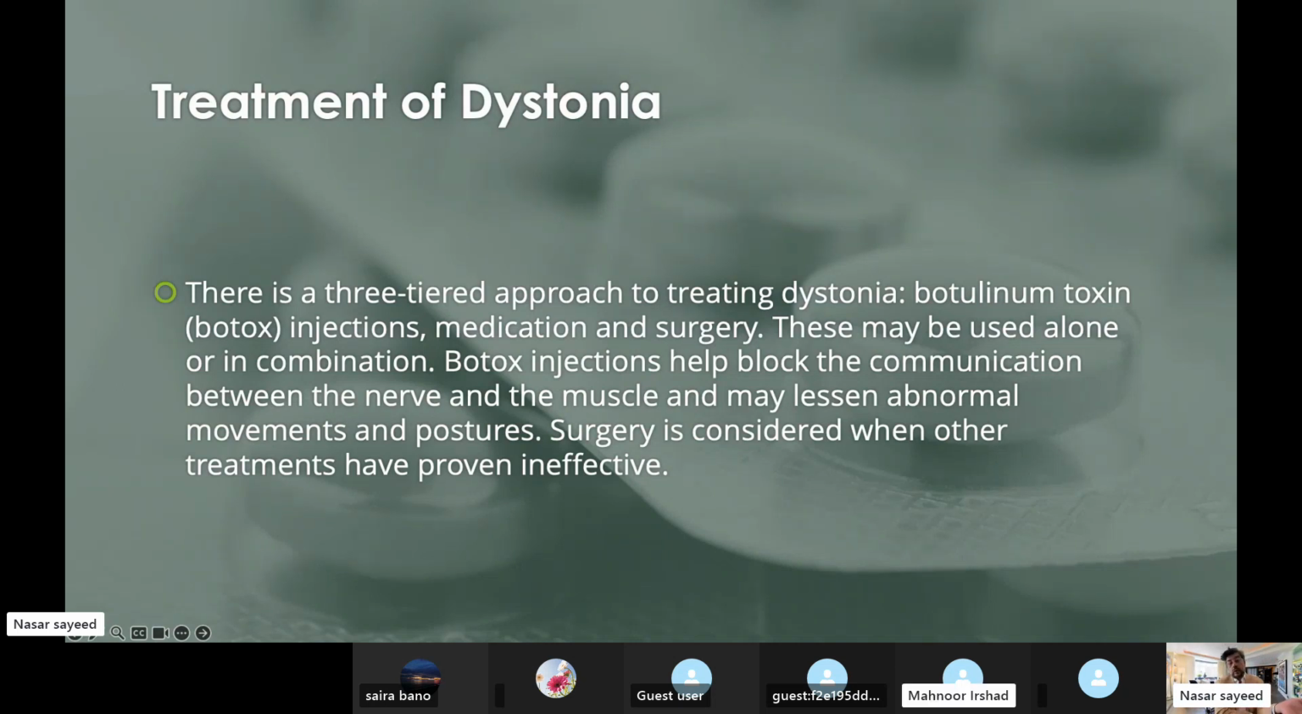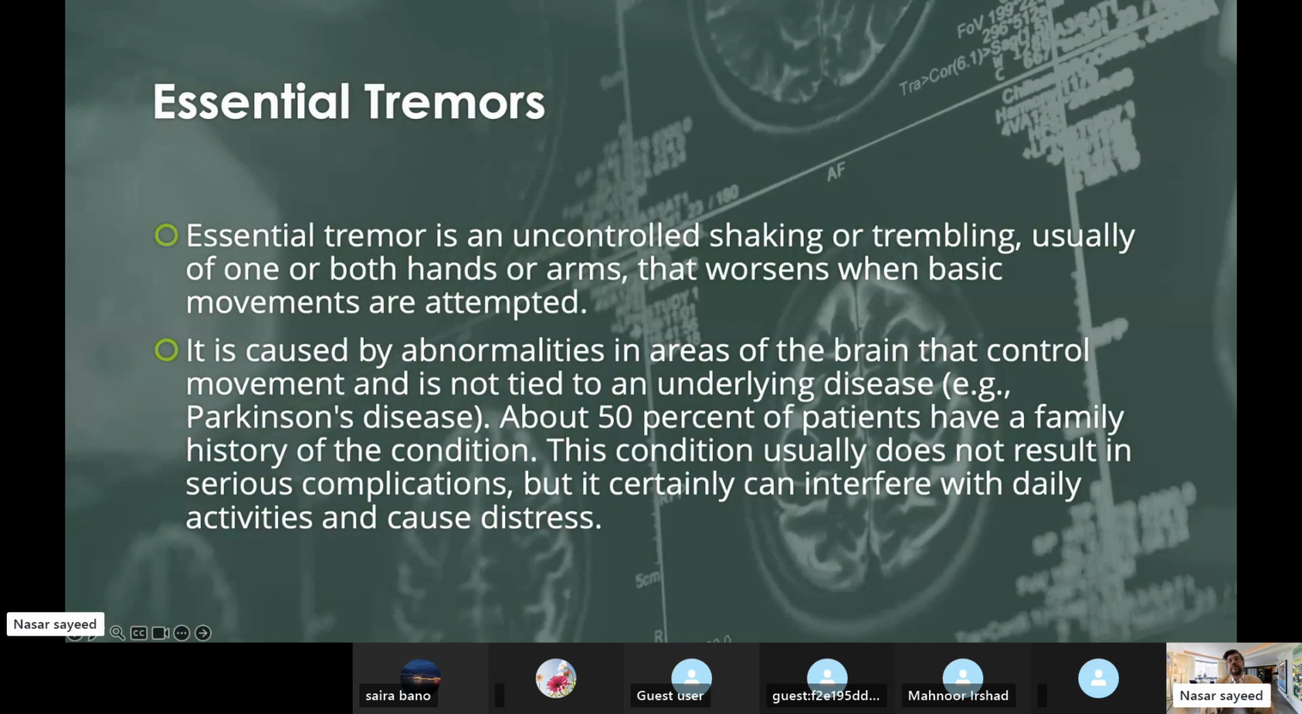The second is Botox injection. So if the blepharospasm is a problem, lingual dystonia is a problem, if Meige syndrome is a problem, then it is recommended to go for Botox injections. And if that won't help, then of course surgery is the result.